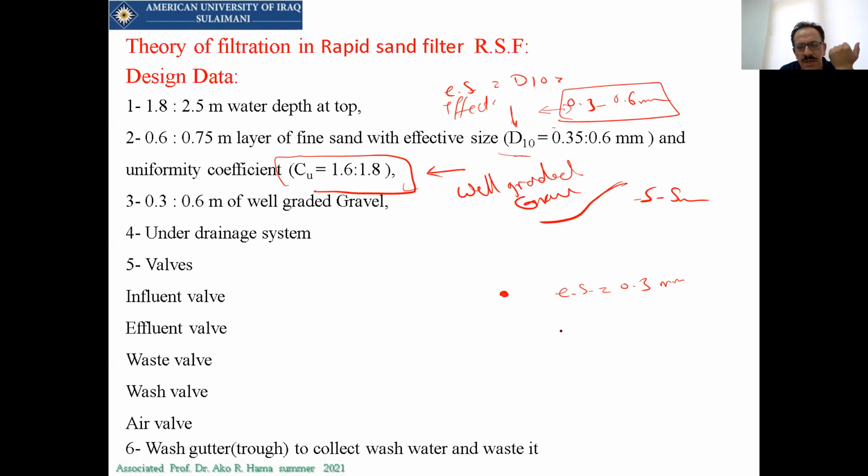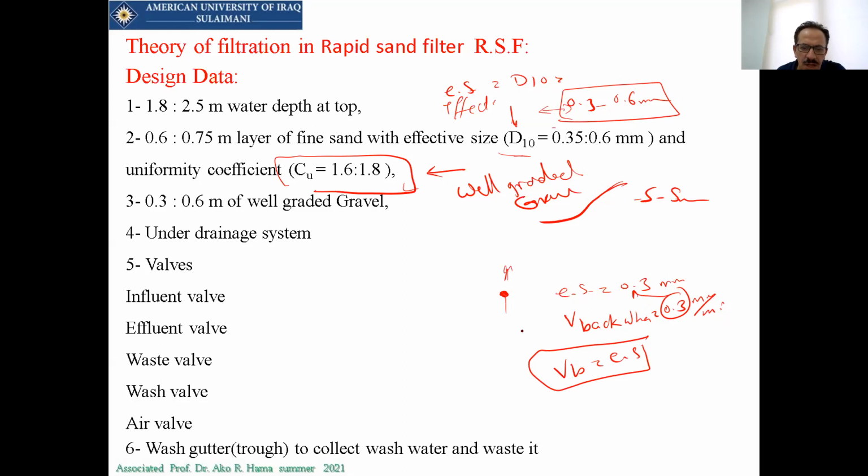We have an empirical equation. It's called V backwash, the velocity that is just needed to clean this filter. It will be equal to 0.3 meter per minute times the effective size. This is also an empirical equation. This will be millimeter, and this will be millimeter per minute. Having this kind of soil, it should help us. That's called the effective size, and the V backwashing is the velocity that is just needed to wash the filter.